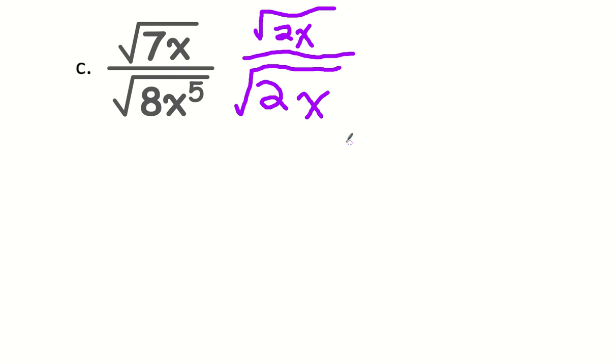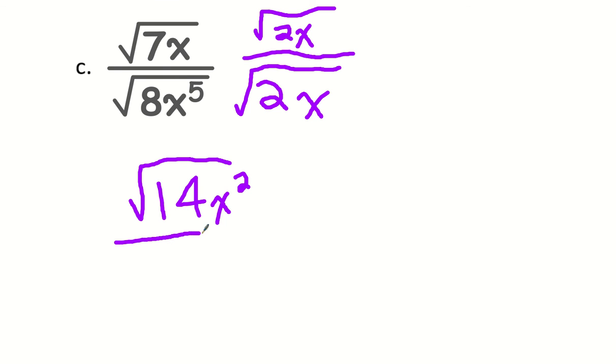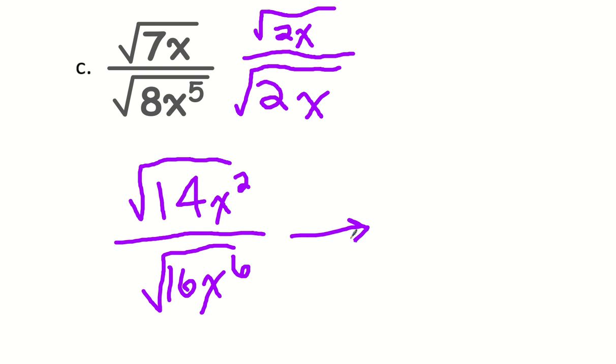See, again, now I don't want to confuse you. If you just want to keep it very simple and just multiply by the exact same thing, the square root of 8x to the fifth, that will work. But I'm just saying the top would become 14x squared. Then the bottom would become the square root of 16x to the sixth. And then please notice that we can't take the square root of 14 nicely, but we can take the square root of x squared, and that's just going to be x.